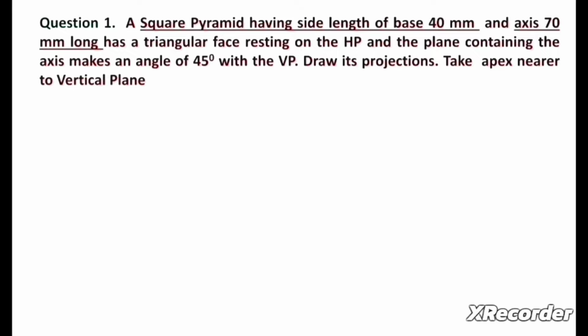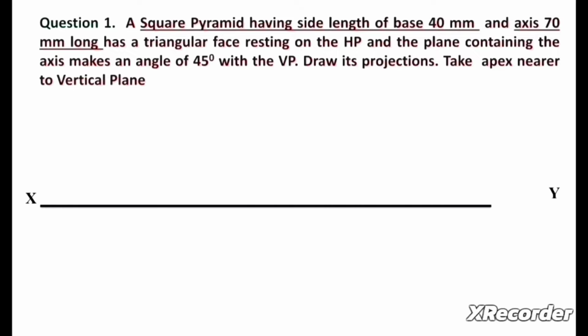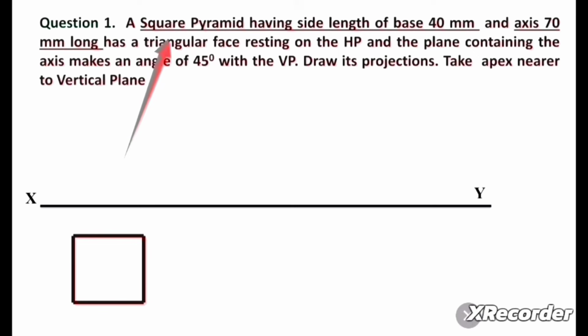Now to prepare the solution of this problem, we can draw a horizontal line as shown in the figure, the XY line. This point we can mark at any distance from the XY line. Now we can draw horizontal, vertical line and horizontal line to prepare the square. As a square pyramid is given in the question, we can draw here a square having side length 40 mm.